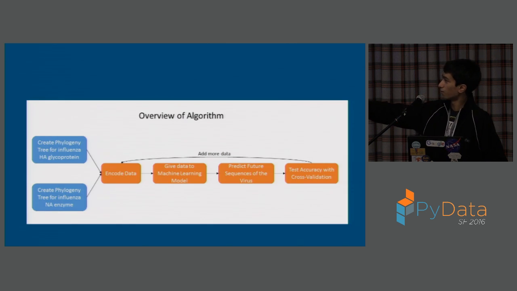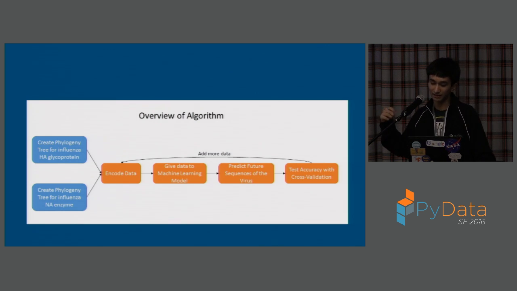This is an overview of my algorithm in a picture that I drew. I would create a phylogeny tree, encode the data, give the data to my machine learning model, predict sequences, test the accuracy, and then add more data and see if my accuracy got any better.